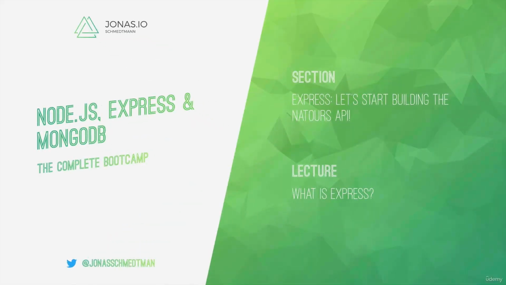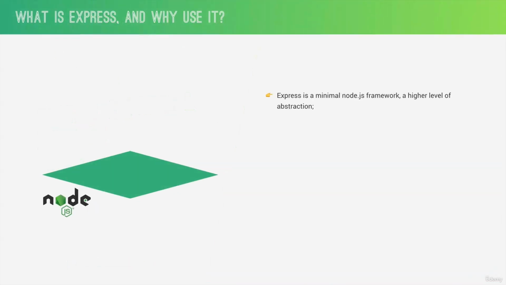So from now on, we are going to use Express in our application. So the logical question is now, what is Express and why should we use it? So Express is a minimal Node.js framework, which means that it's actually built on top of Node.js, basically as a higher level of abstraction. But behind the scenes, Express is written 100% using Node.js code. Okay? It's also the most popular Node.js framework, by the way. There are a couple of others, but Express has kind of become the standard here.